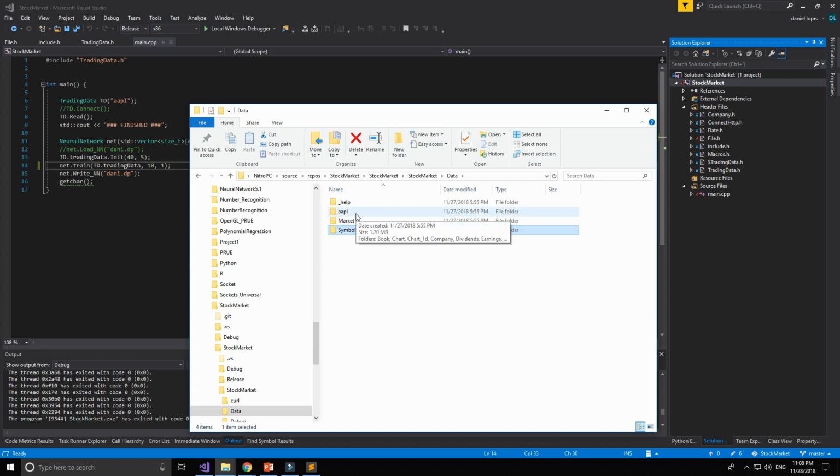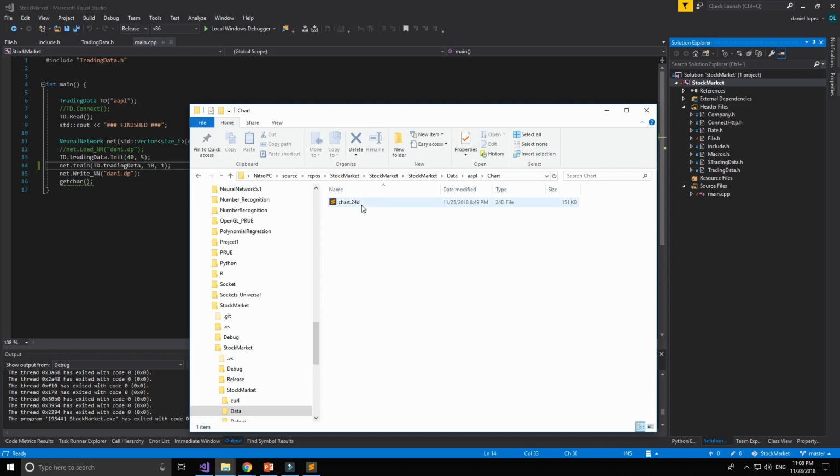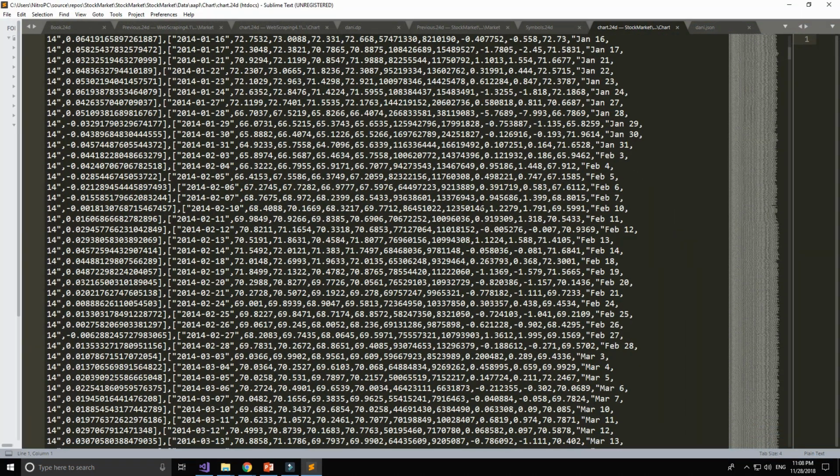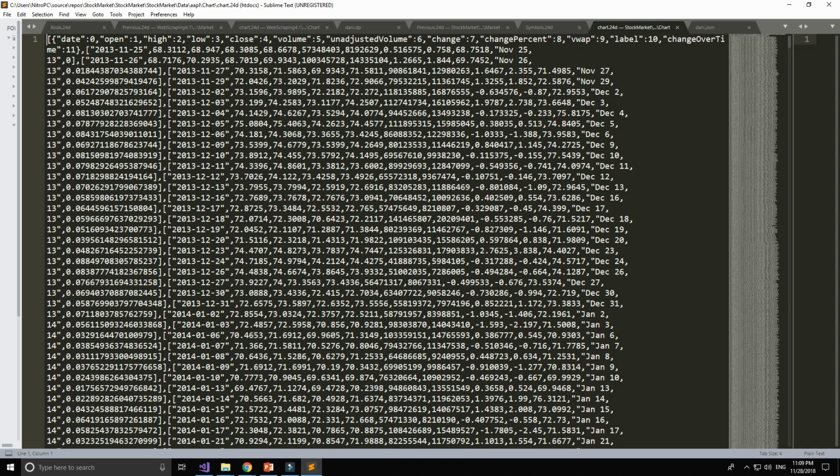And for our company that we want to see, we have a lot of different indices that we can see. We only want to see the chart between days. This shows the 10 previous years of values, and you can see that we have the date, the open value, the high value, the low, the close, the volume, and we have to read it.